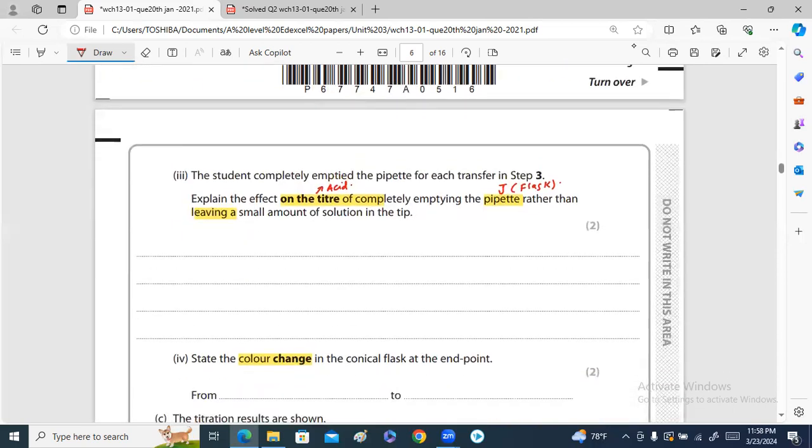The student completely emptied the pipette for each transfer in step 3. So explain the effect on the titre. We have taken the J in the flask by completely emptying the pipette, rather than leaving a small portion of the solution in the tip. So what will happen if we do that?